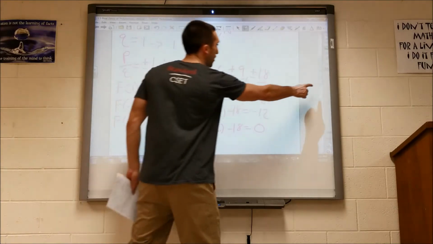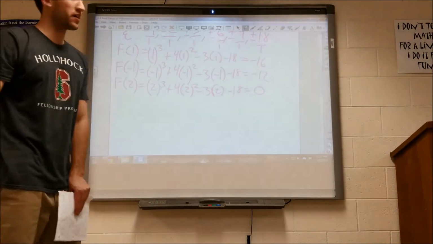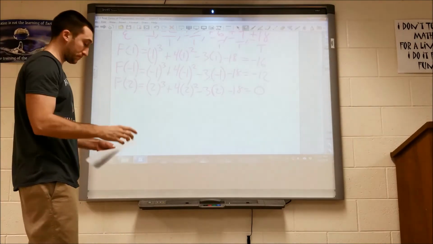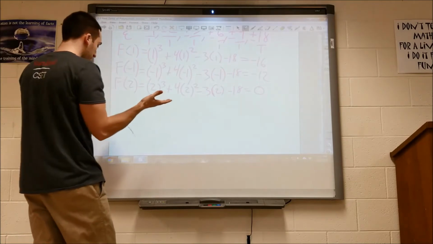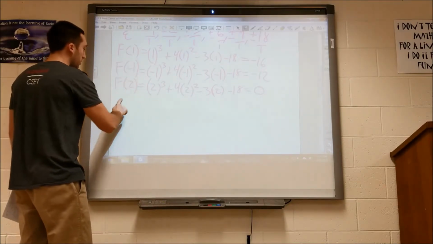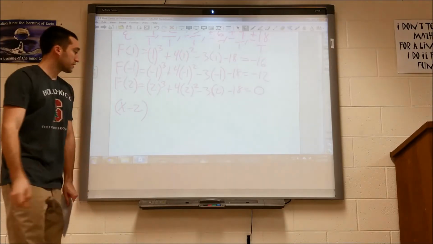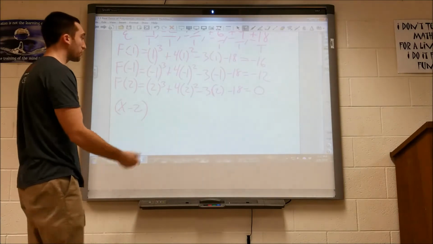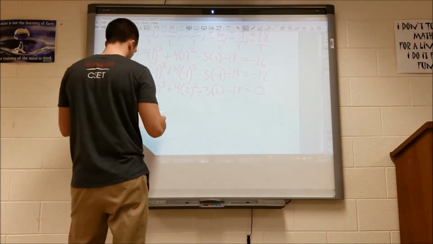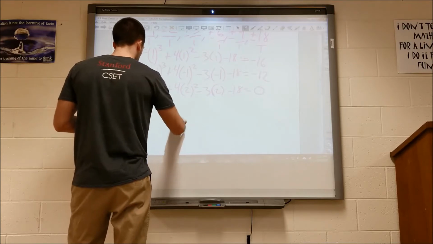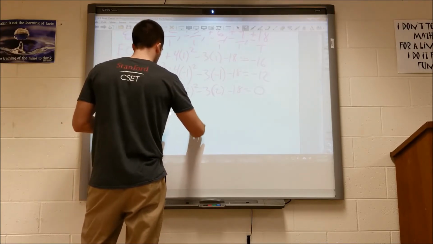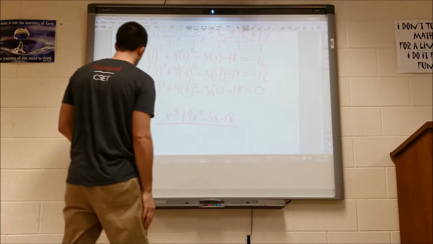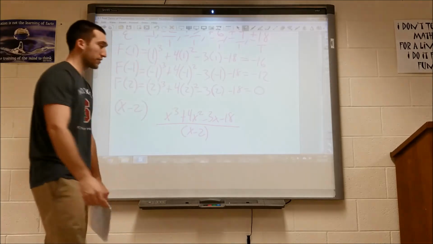That's great. So now that I know what one of my zeros is, I divide synthetically my function by the 0, 2. Since 2 is a 0, that really means the factor x minus 2 is a factor of my function f of x. So what I really need to do now is take my function, which was x cubed plus 4x squared minus 3x minus 18, and divide it by that factor.